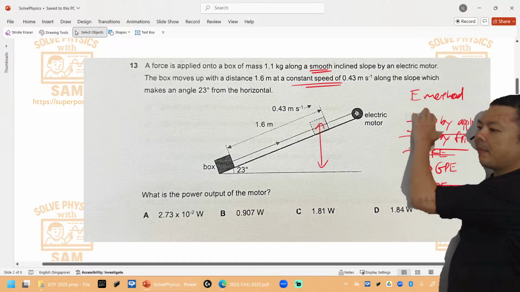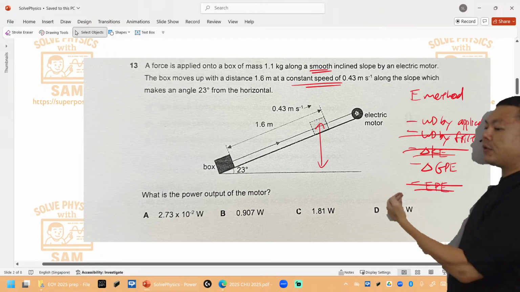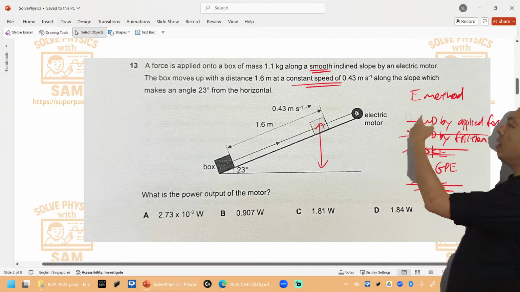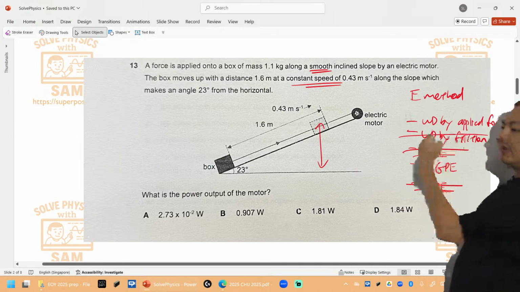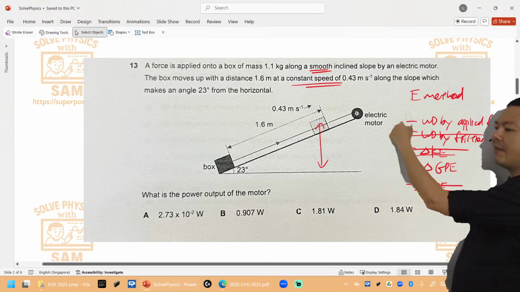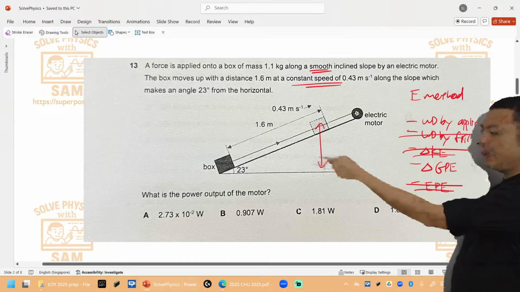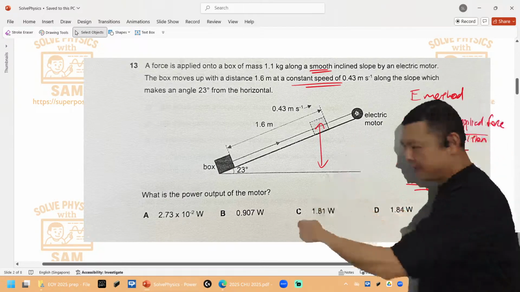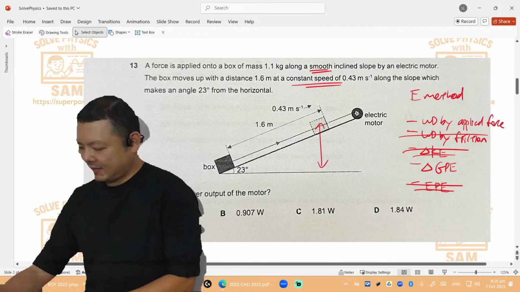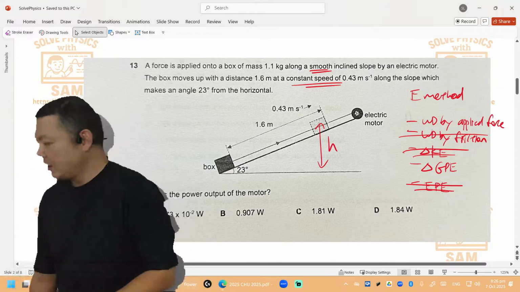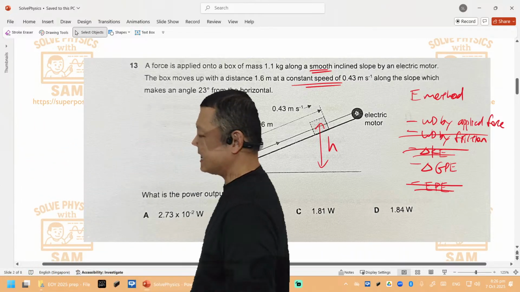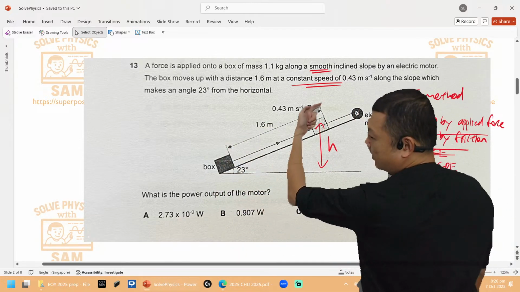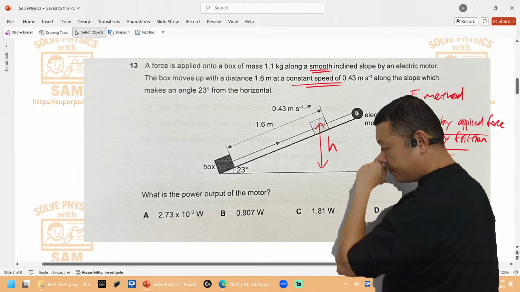My point to you is this. After you've gone through this list, you realize that you only need to concern yourself with work done by the applied force and the gain in GPE. Whatever the motor is doing is helping this box gain GPE. And GPE is mgh. The problem is you don't have the h. Instead, you have a triangle and you have the slope velocity of 0.43.